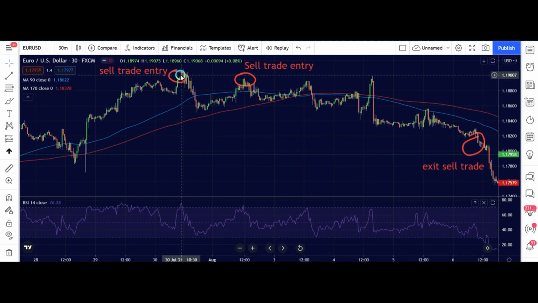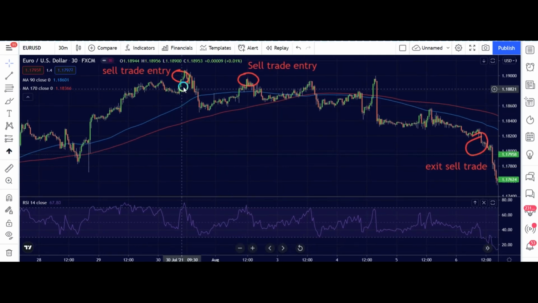So as you see, both of the times we have the right conditions. So we have the 14 period moving average above 70, as you see here, and the price is above the moving average, and here as well we are above just 70, and we are above the moving average, so we could take sell trades.